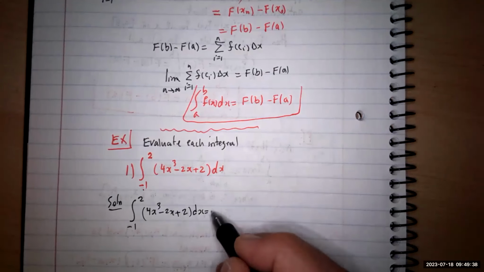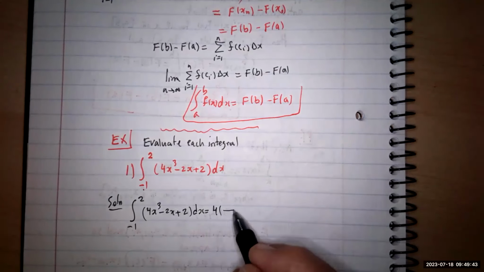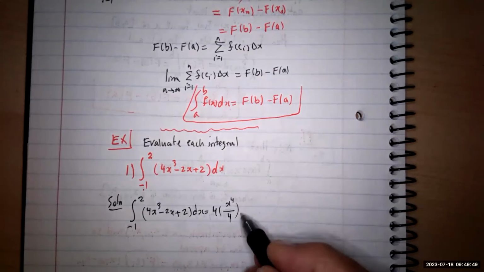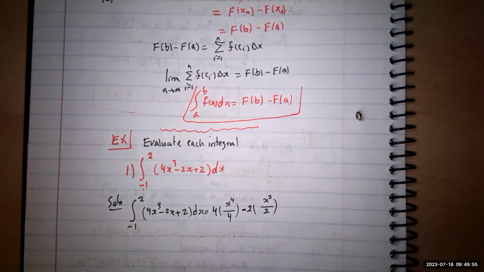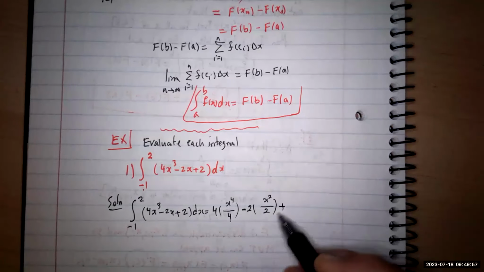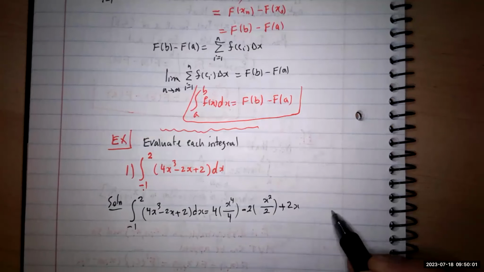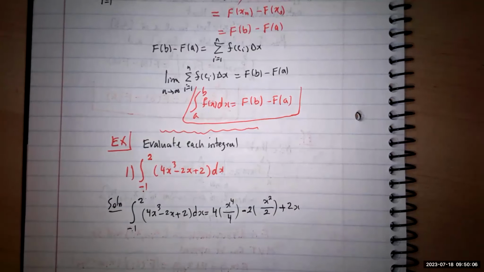4 is a number, keep it, add 1 to the power to the top, x to the 4th over 4, done. Next, minus 2, add x squared over 2, done. 2, remember the 2 is like 2x to the 0, it's going to be 2x. No constant c because of -1 to 2. Even if you write it down, it would be cancelled out.